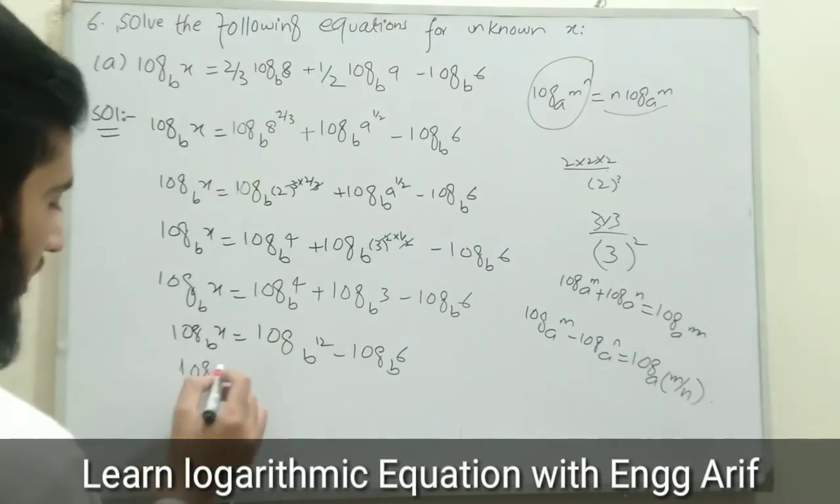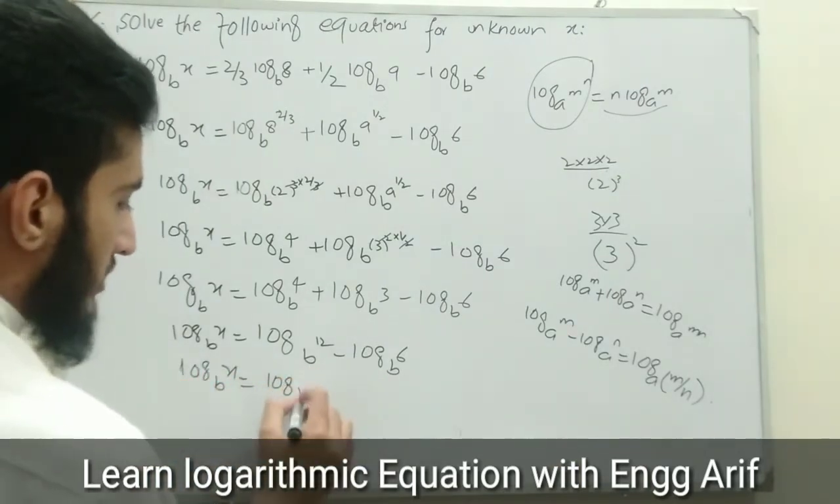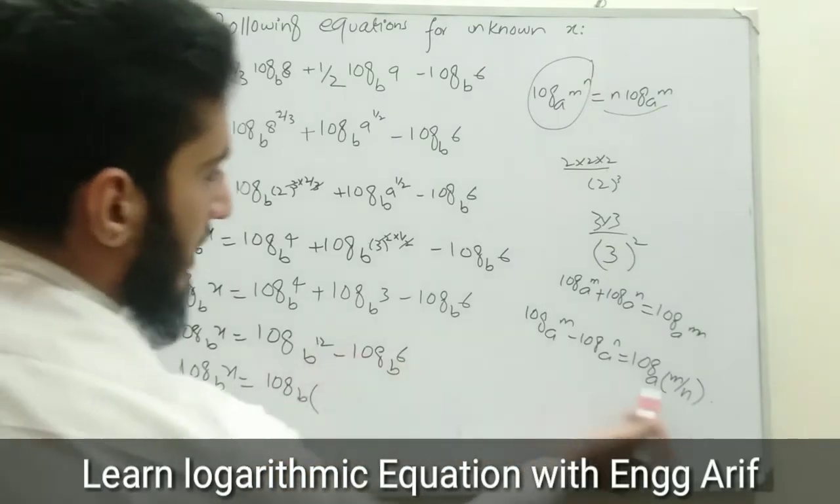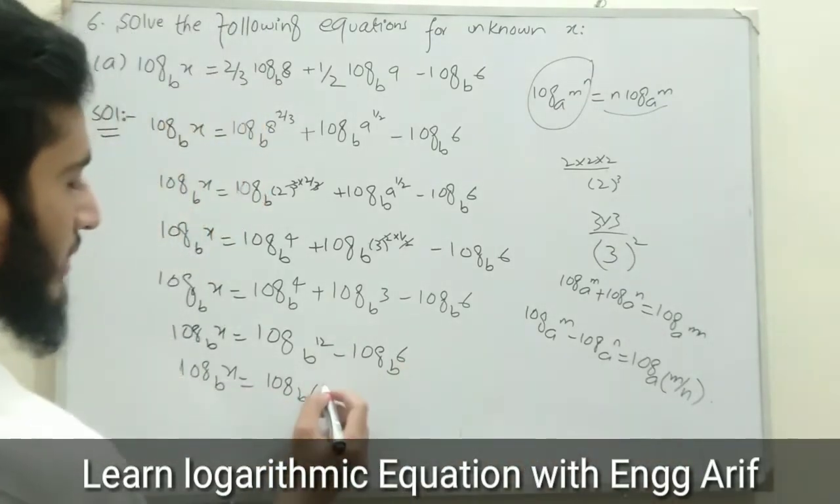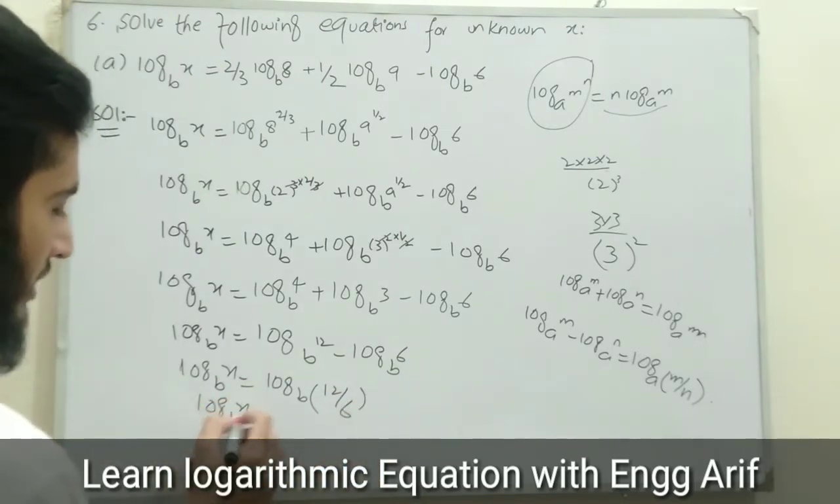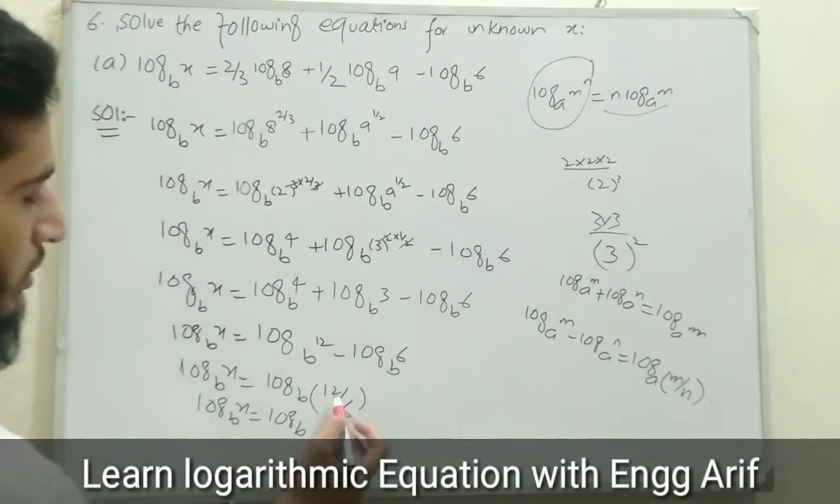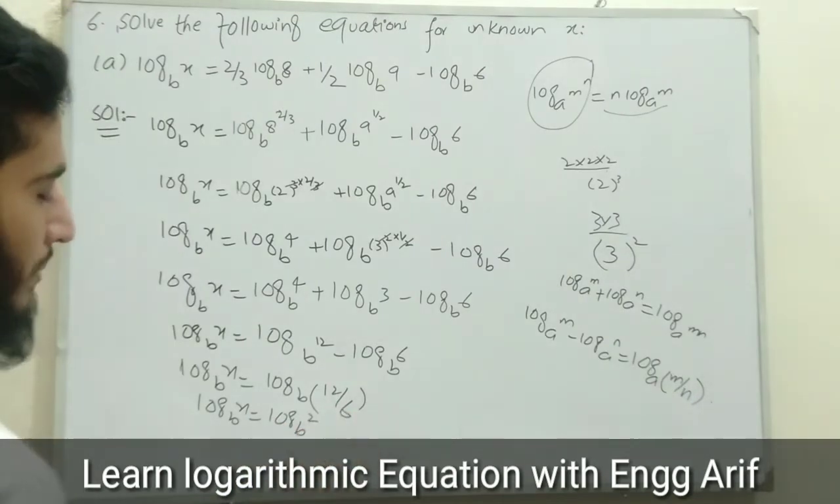Log of x to the base b will be equal to the log of b, and the power will come down the same, and the powers will be divided by each other, just like m by n. So 12 divided by 6. So after this, log of x to the base b will be equal to the log of b, and here we bring down the power: 12 divided by 6 gives us 2, so the power is 2.